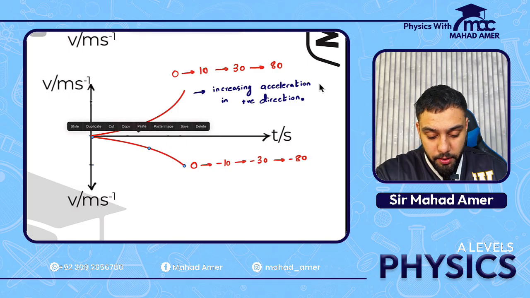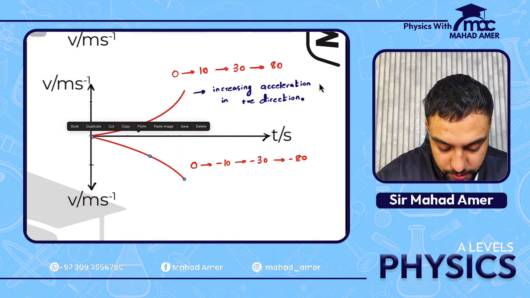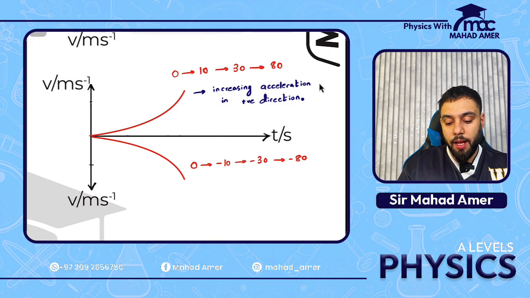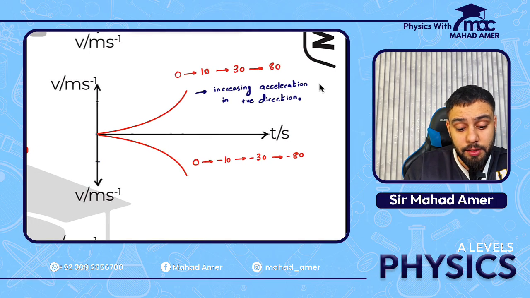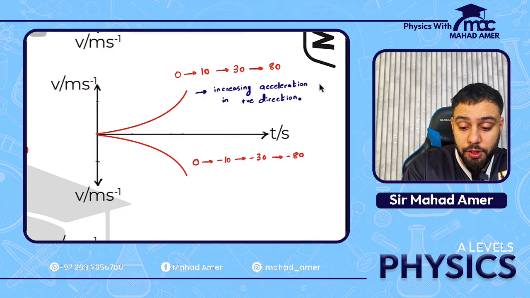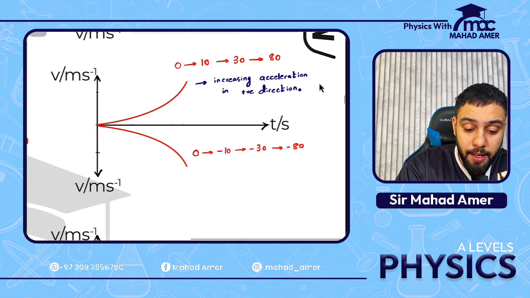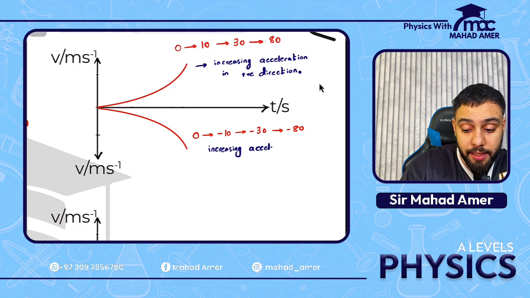So this means that the object is accelerating in the negative direction. And yeah, the gradient is also increasing, negatively increasing gradient. And since the velocity time graph's gradient gives us acceleration, this is increasing acceleration in the positive direction, and this is increasing acceleration in the negative direction. Moving on.